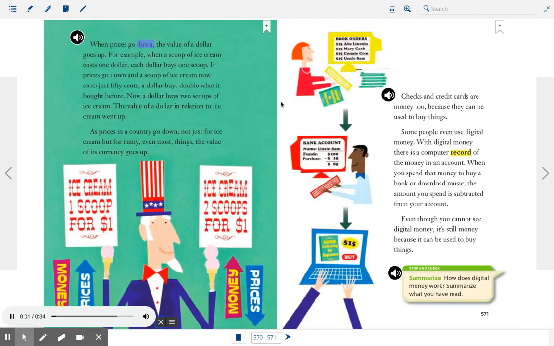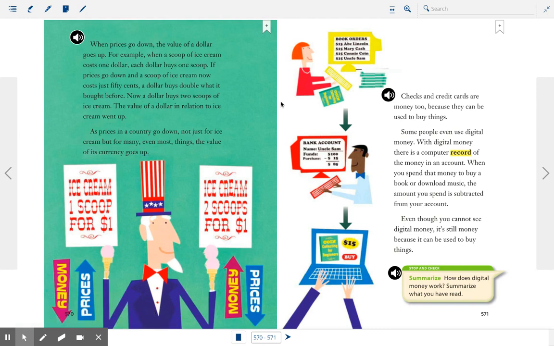When prices go down, the value of a dollar goes up. For example, when a scoop of ice cream costs $1, each dollar buys one scoop. If prices go down and a scoop of ice cream now costs just 50 cents, a dollar buys double what it bought before. Now a dollar buys 2 scoops of ice cream. The value of a dollar in relation to ice cream went up. As prices in a country go down, not just for ice cream, but for many, even most things, the value of its currency goes up.